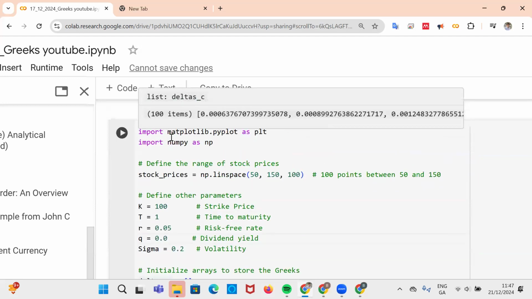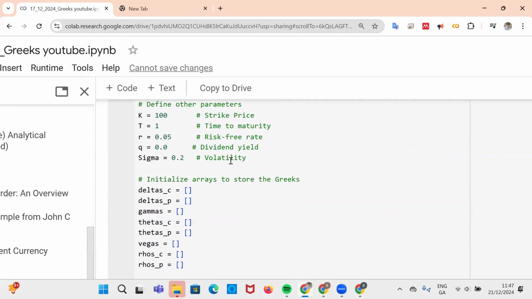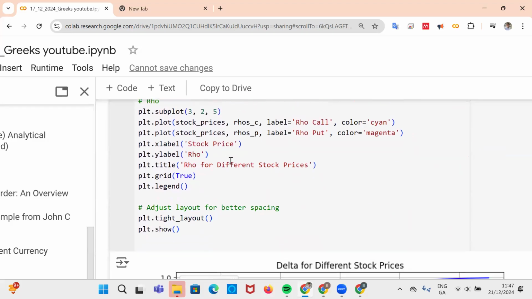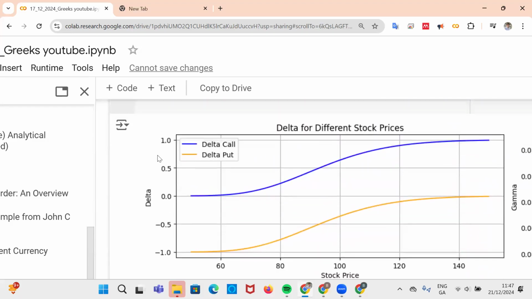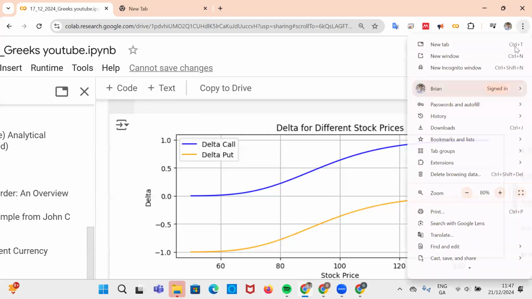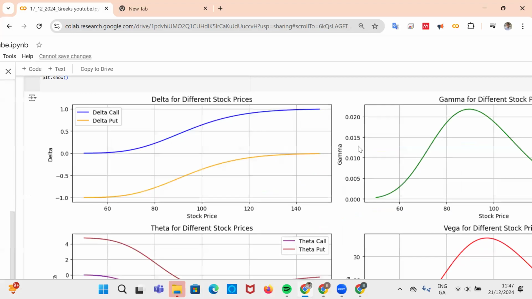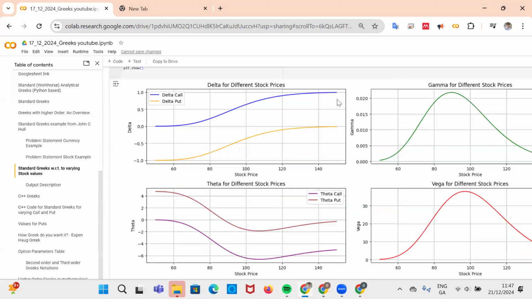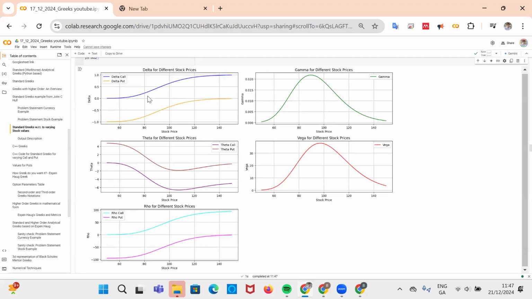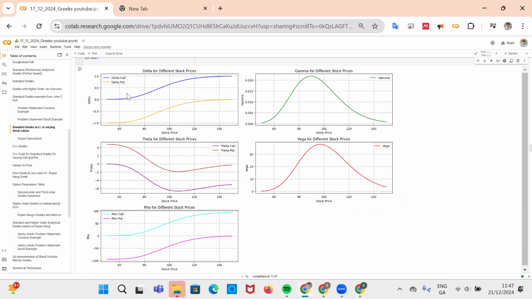So when we run the estimation here, we output a series of graphs. Let's scale that back a little bit. So we can see here each of the Greeks, the delta for the call, delta for the put. The gamma is the same for both call and put, but we can see that as well because the delta is the change in the value of the call with respect to the change in the stock price.